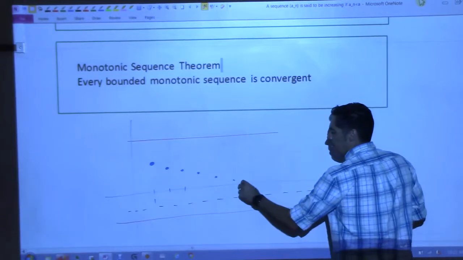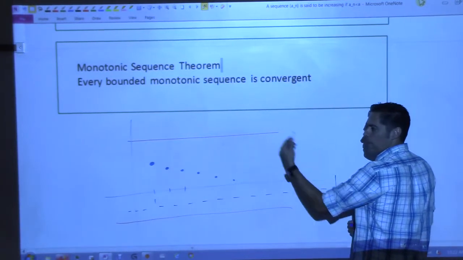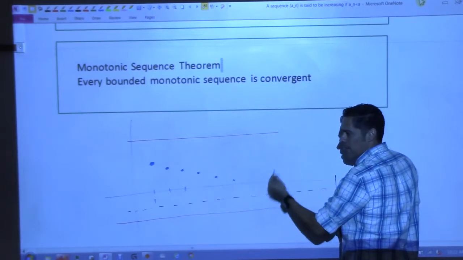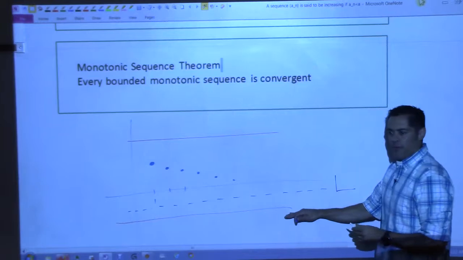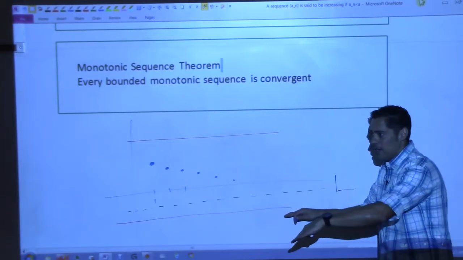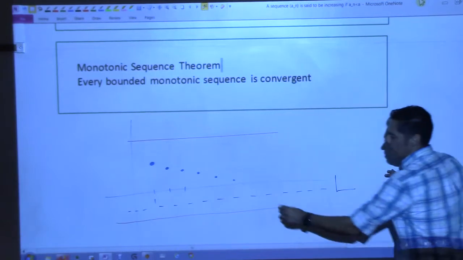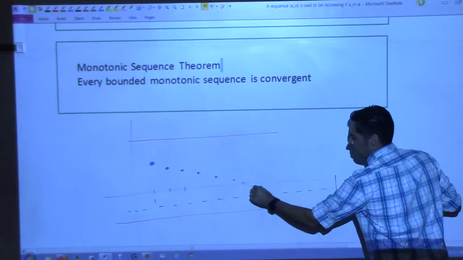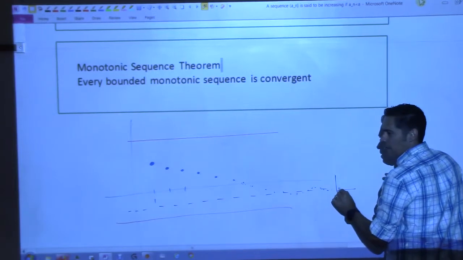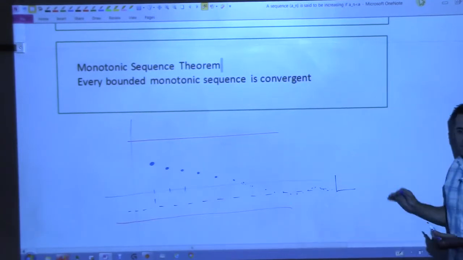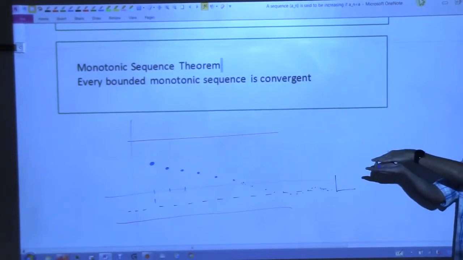Now why can't it turn back up? Because then it won't be monotonic. The monotonic property forces us to keep going down, but this bound forces us to never go past something, which means we have to flatten out. Could I have gone below it and then gone back up and oscillated? No, because then it wouldn't be monotonic. So it has to asymptotically approach something.